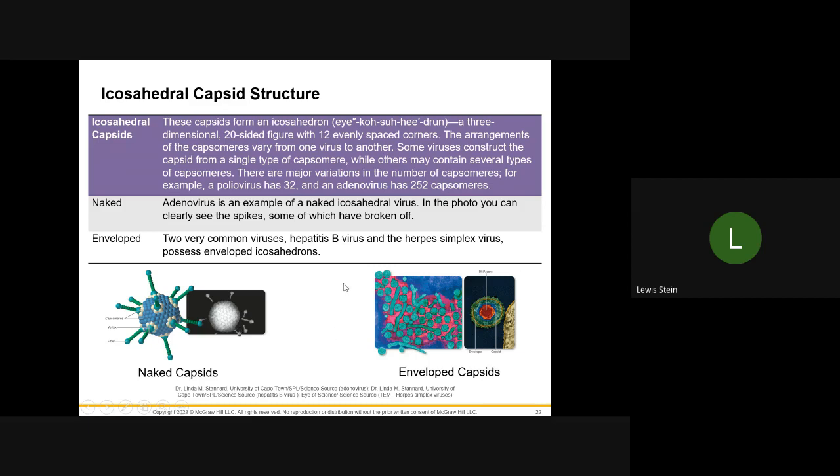Hep B and herpes simplex are enveloped icosahedrons. Hep B is an oddball now that we've studied it a bit more. It used to be considered an enveloped DNA virus. Now it's kind of made its move into the retrovirus category, and we don't really look at it too much in this course, other than for the sake of completeness. But herpes, we'll spend a bunch of time with. You can see it over here.